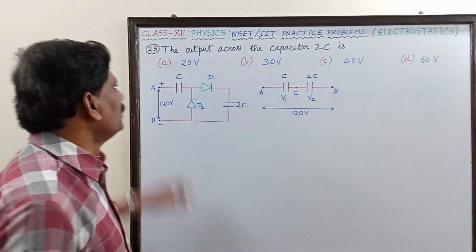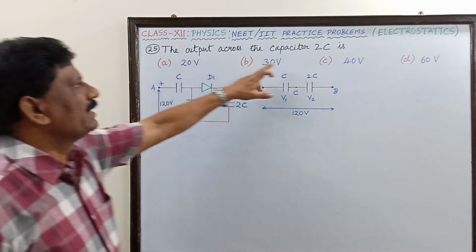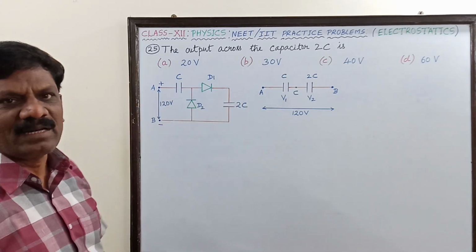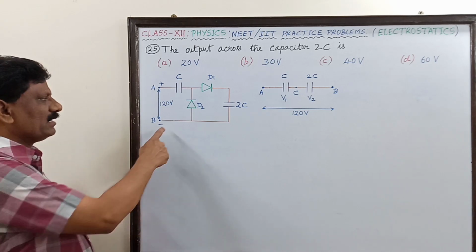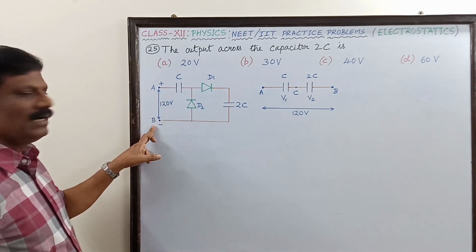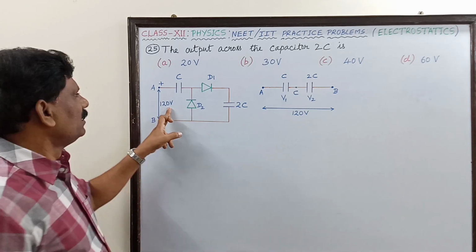Hi students, MCQ number 25. The output across the capacitor 2C in the following diagram has to be determined. It's a diagrammatic question. You can look at the circuit. So A, B are the 2 points which have a potential difference of 120 volt.